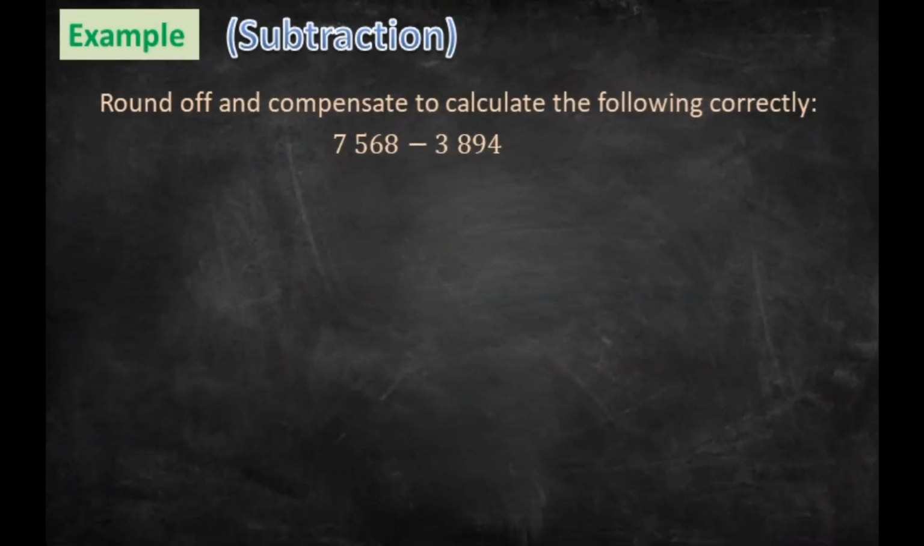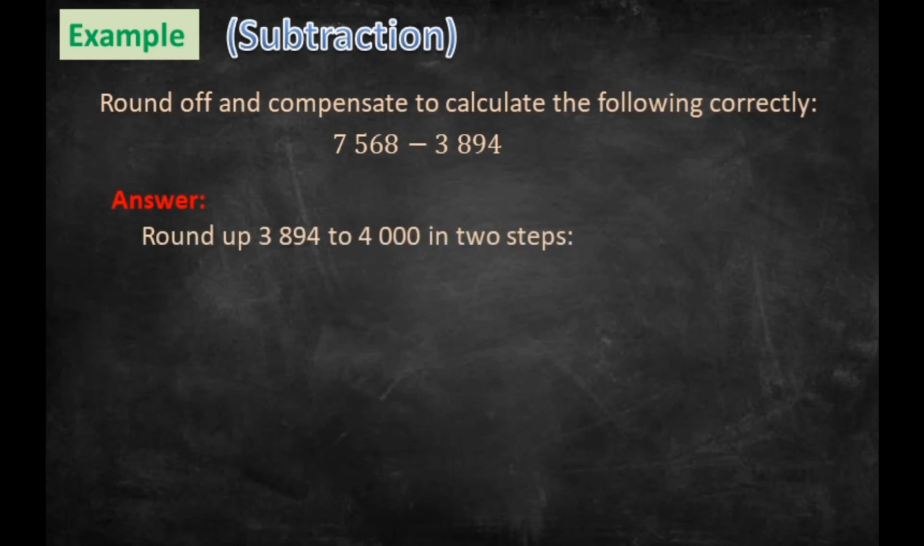In this example, we want to look at how to round off and compensate when subtracting. It says round off and compensate to calculate the following correctly, and it's 7,568 less 3,894. We start with that which we need to subtract, in other words with 3,894, and we're going to round it to the nearest thousand. So we round up 3,894 to 4,000, and we can do this in two steps.